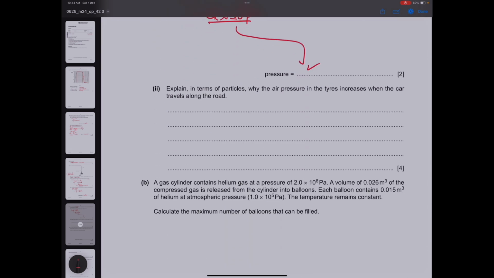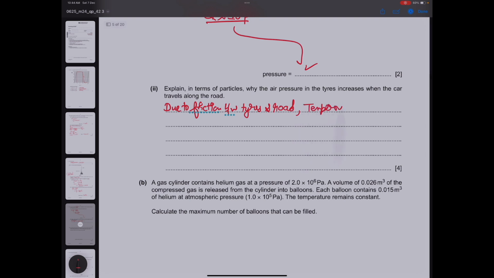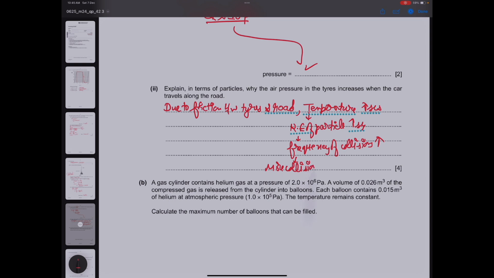Explain in terms of particles why the air pressure in the tire increases when the car travels along the road. See, what happens is when the car is traveling along the road, due to friction between tires and road, the temperature increases. Now again it's the same story, temperature increases, so the kinetic energy of the particles increases, and if the kinetic energy of particles is increasing, the frequency of collisions increases, so there will be more collisions with walls, leading to a greater force and greater momentum. Greater force, and you can mention greater pressure.